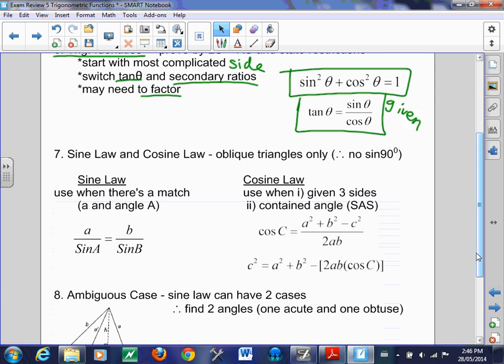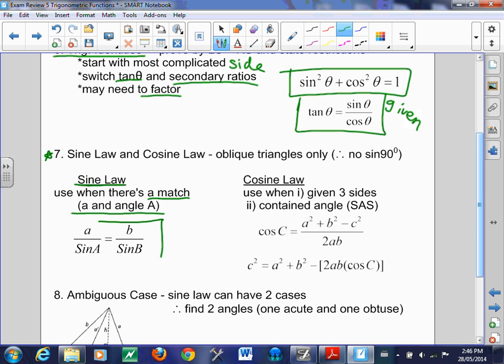All right, last two parts. Here we go. Sine law and cosine law. You learned those in grade 10. Sine law you use when there's a match, i.e. a side and a corresponding angle. You use proportional ratios. That will be given on your exam sheet, but it may have the third one with it, like this. And remember, you only need to use 2 of the 3, right?